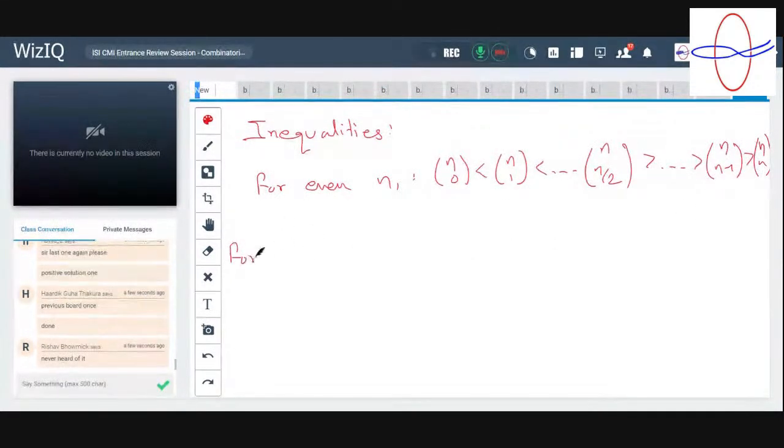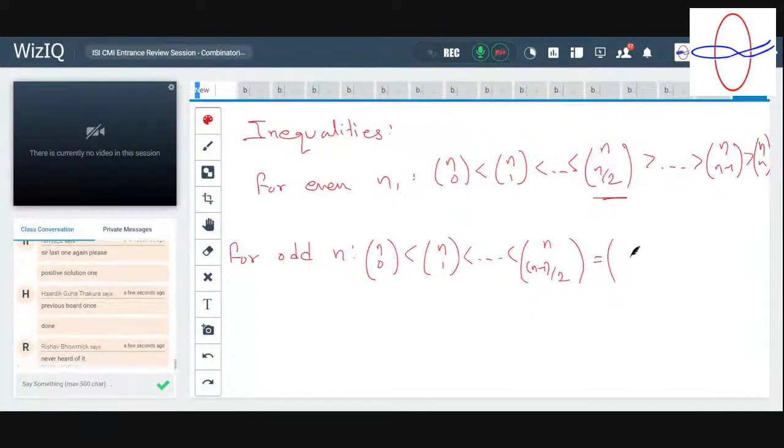And similarly for odd n, you once again increase first. This time, instead of having a unique maximum in between, like you had for even n, you have two equal values, namely n choose (n minus 1) over 2, which is equal to n choose (n plus 1) over 2, and then you decrease as before. Okay. Fine.